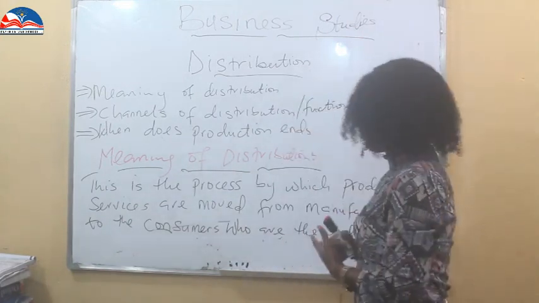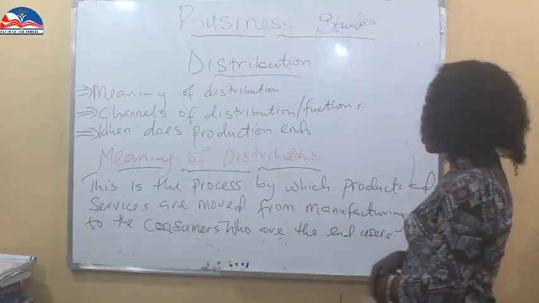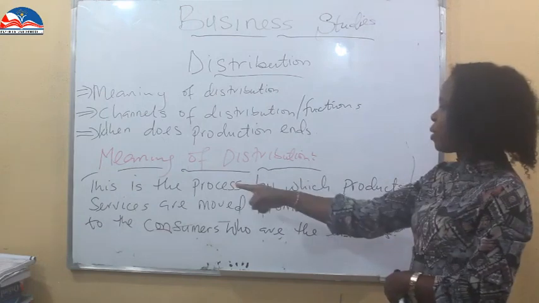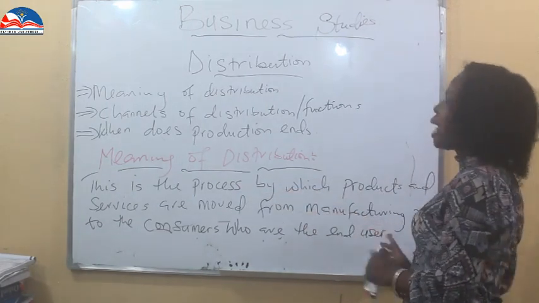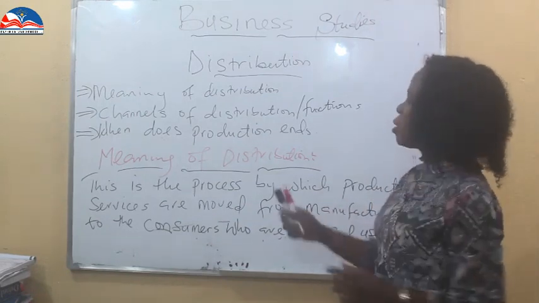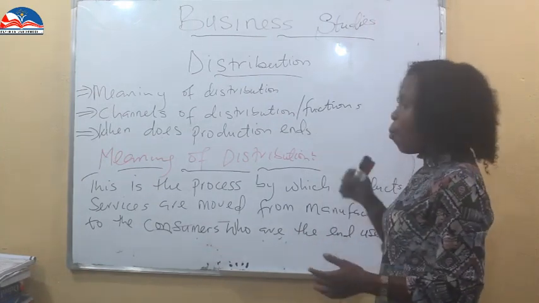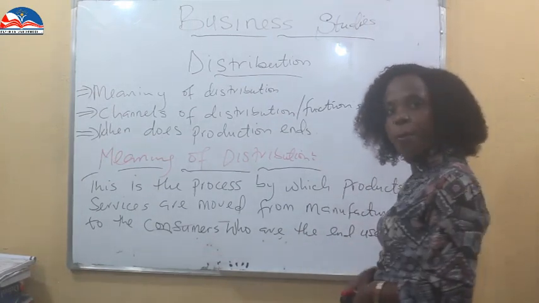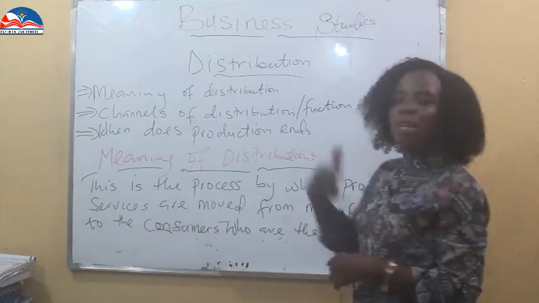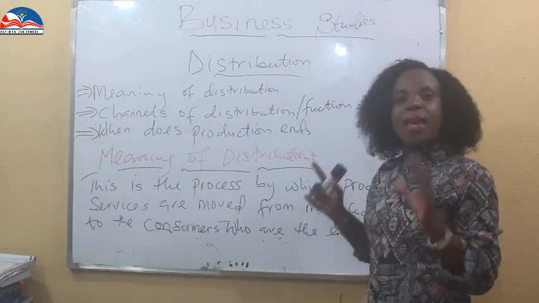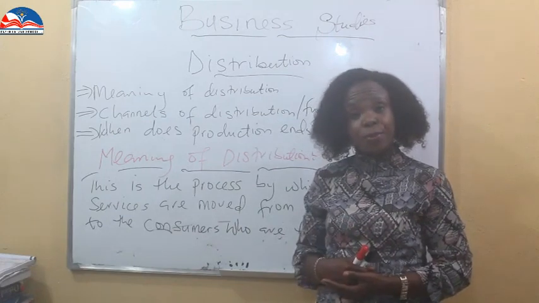But I did a small note to help you go through it at your own time. This is the process by which products and services are moved from manufacturing point, from point of production, to the consumers who are the end users. That's just distribution.